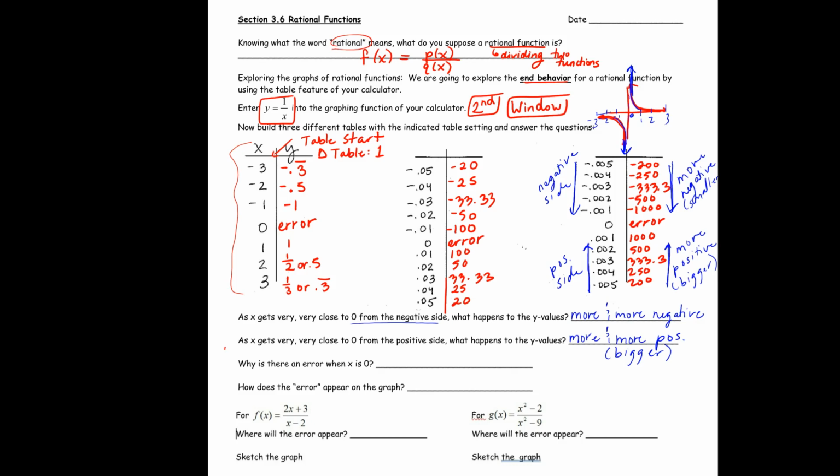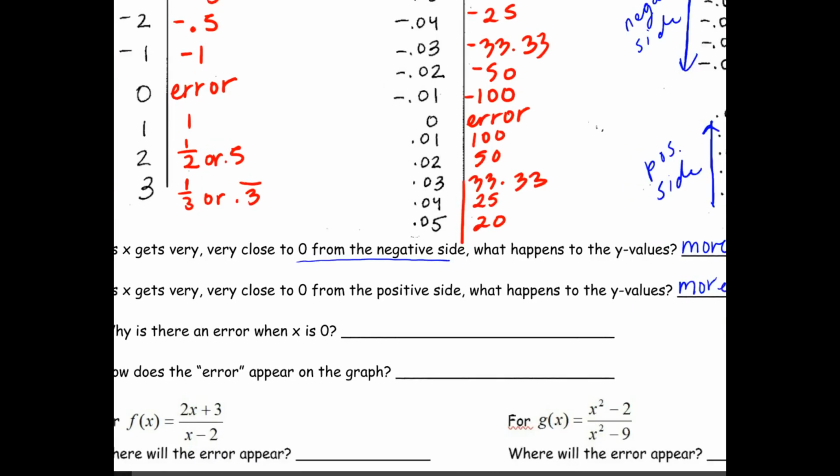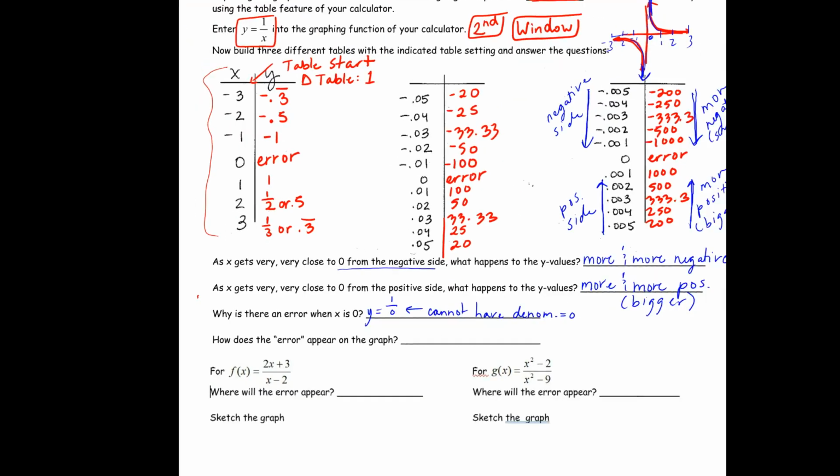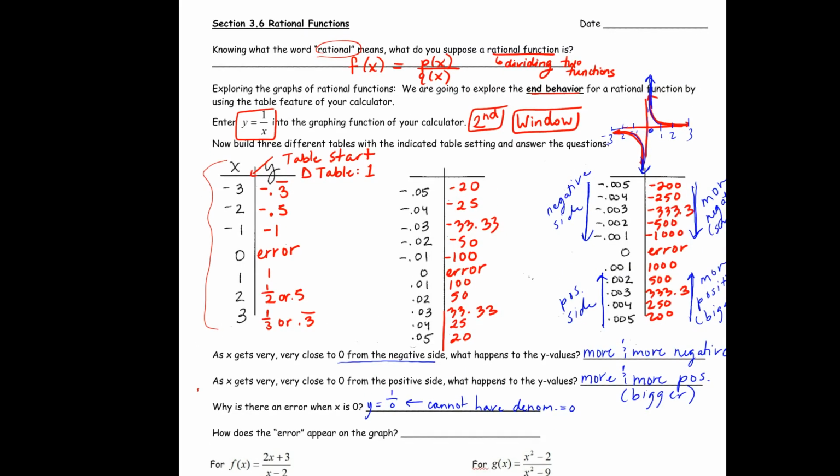Now, why is there an error when x is equal to 0? If you have your function y equals 1 over 0, you cannot have a denominator equal to 0. Now, how does that error appear on the graph? So let's go back to the graph here. I'm going to look up here. There's where x is equal to 0. How does that appear on the graph?